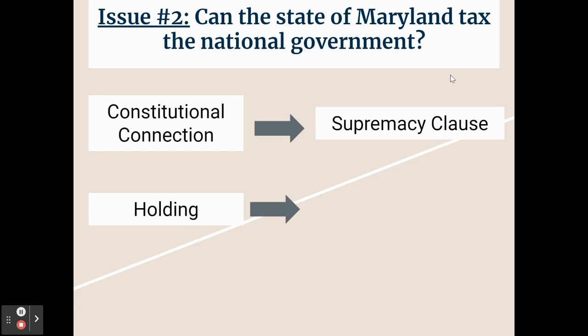So the national government could tax the states because the national government is supreme to the states. But the states shouldn't be able to tax the national government because, again, the national government is supreme to the states. The holding or decision in this case is, again, a unanimous decision in favor of the federal government, that no, Maryland cannot tax the national government.